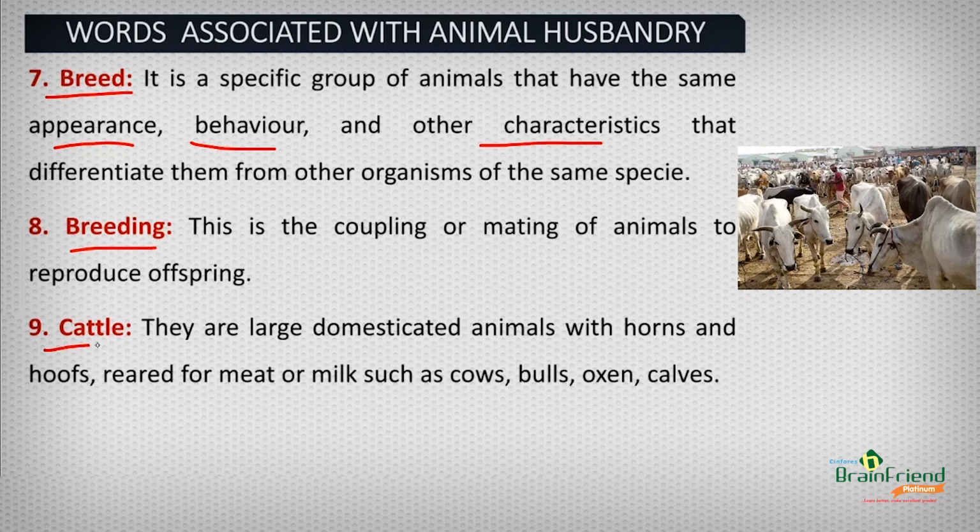Also, we have the word cattle. Cattle are large domestic animals with horns and hoofs. They are reared for meat and milk. They include cows, bulls, oxen, and cows.